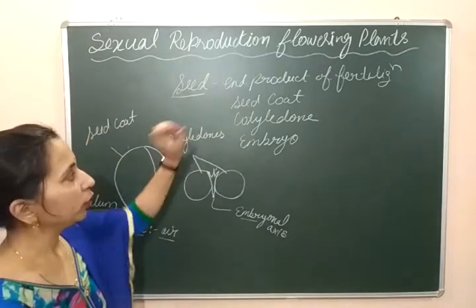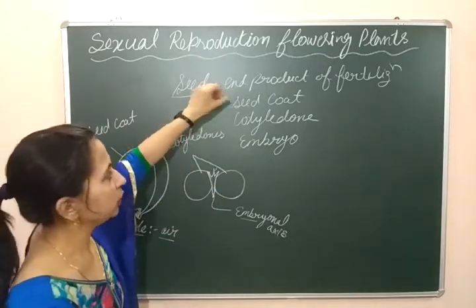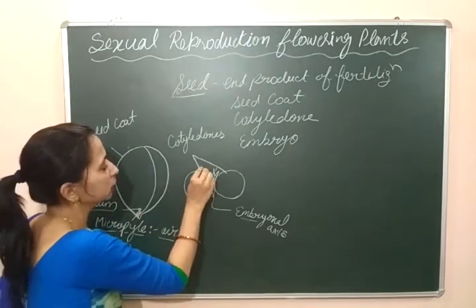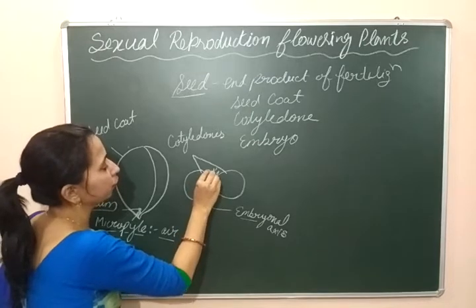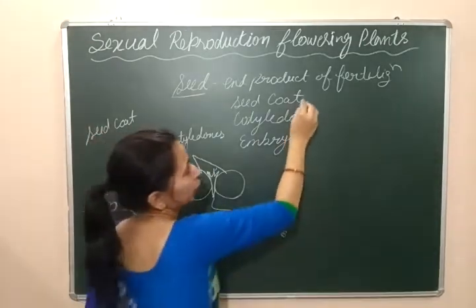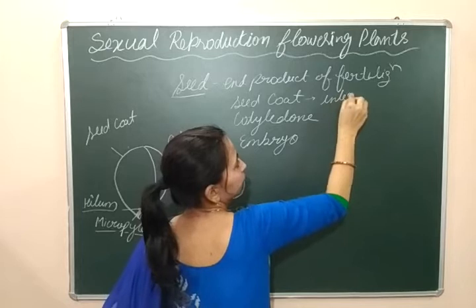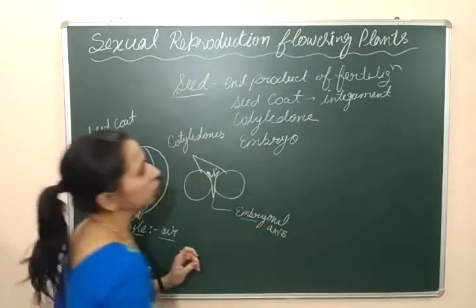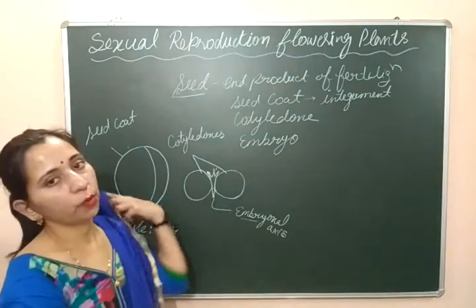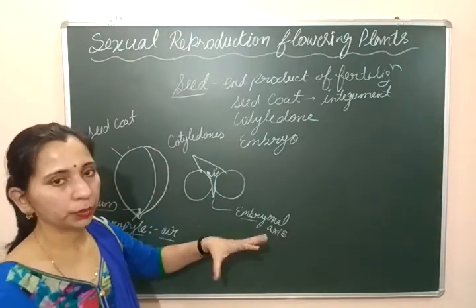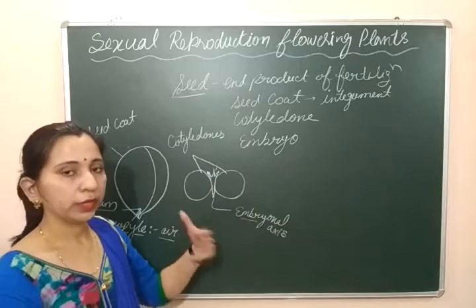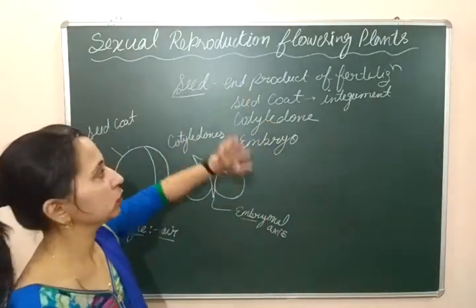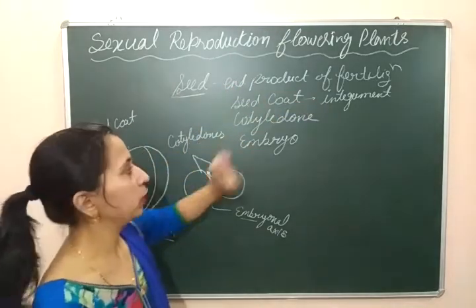Now, the seed coat, the outer covering of the seed. How is this seed coat formed? The seed coat is formed by the integuments. The integuments present in the ovule are responsible for the formation of the seed coat. As you know, angiospermic ovules are bitegmic, meaning they have two integuments. So these two integuments are responsible for formation of the seed coat. Integument से seed coat बन जाएगा.